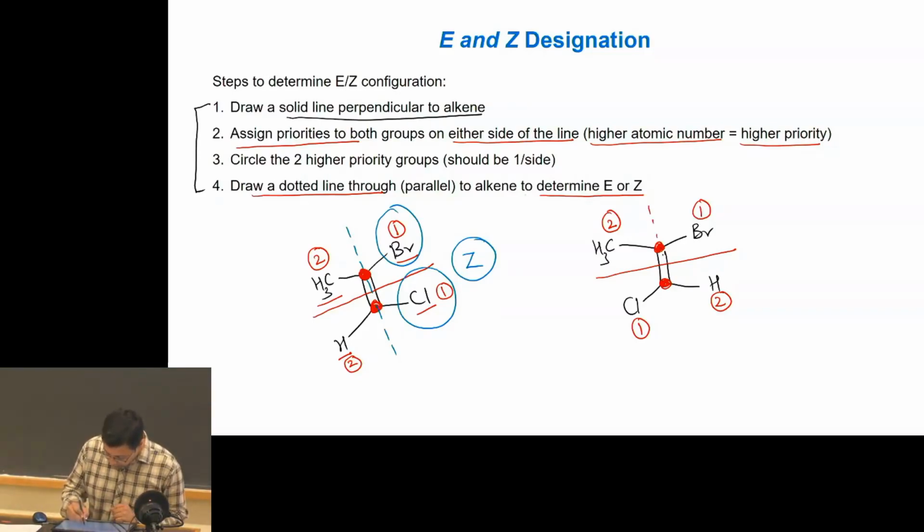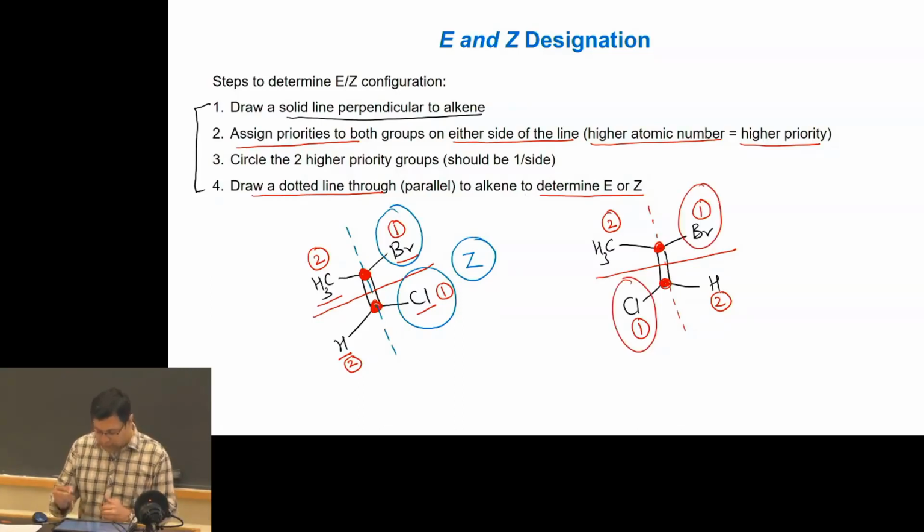Draw a dotted line then, parallel to the double bond. Look for the higher priority groups. They are on the opposite side of the double bond, so this is an E. All right. Let's take a few more examples.